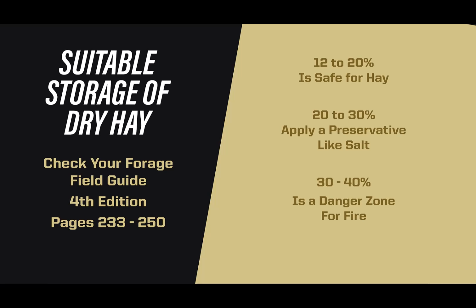Moisture meters are not that expensive to purchase compared to a new barn or other issues later in the animals we're feeding. If it is being put in the barn at that 20 to 30% window, we do encourage the use of preservatives, like salt, for example, on the bales to help them dry down. You can see pages 233 to 250 in the fourth edition of the Forage Field Guide for more information about properly drying down hay. So that is her update.